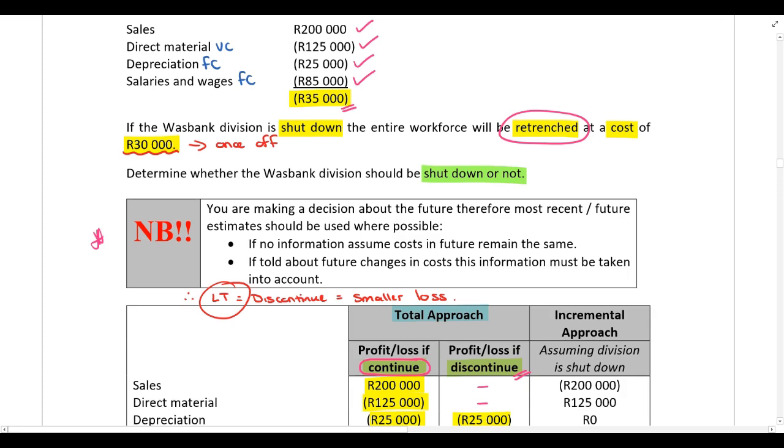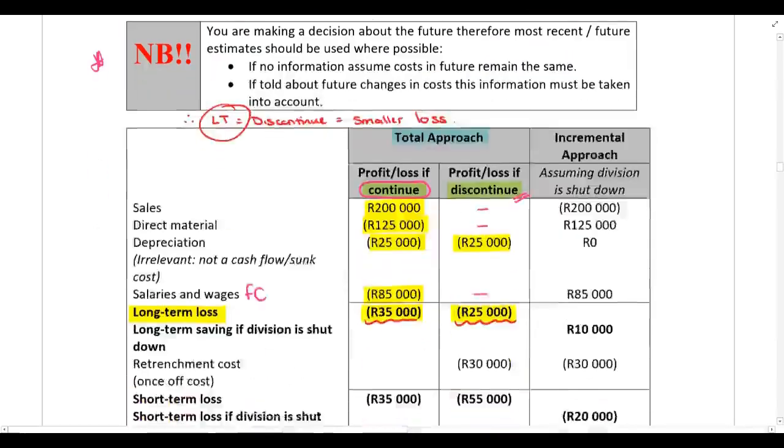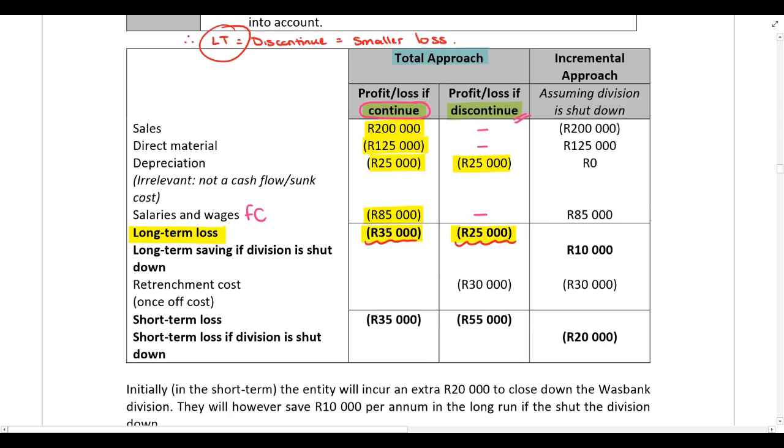You're going to pay this 30,000 Rand once, you're going to retrench your employees, and then you will never incur the cost again. It's not a recurring cost. So it does not affect my long-term calculation. Because the retrenchment cost is just a once-off cost, if we discontinue, we have a once-off cost of 30,000 Rand in order to retrench our employees. This only affects my short-term calculation. It does not affect my long-term calculation.